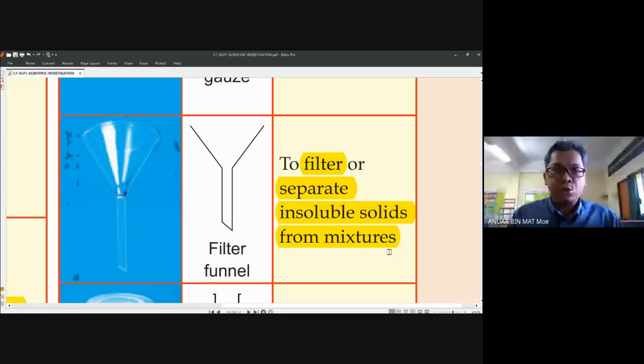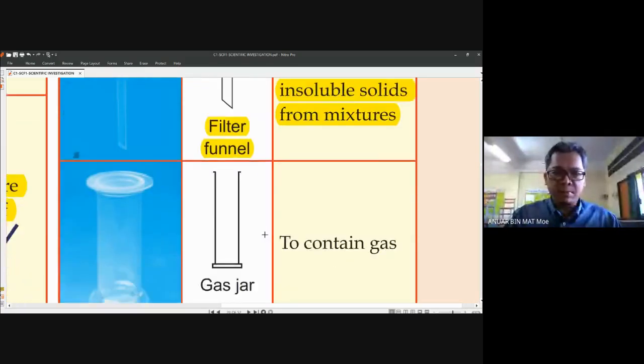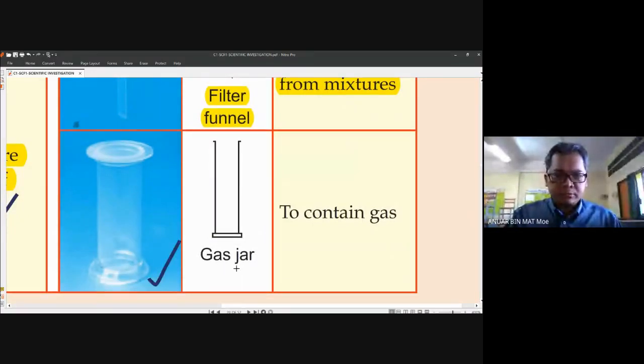So can we separate water and sand? Can we separate the two substances? Yes, we can separate the two substances by using a filter funnel here. But you need to put the filter paper first. Then we can separate the sand from the water, the insoluble solid from the mixture here. Okay, right. Next one, this is the gas jar.